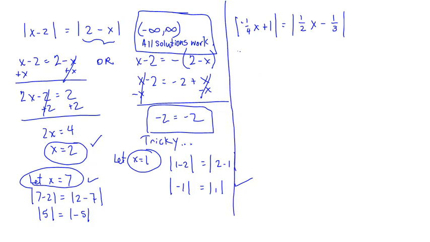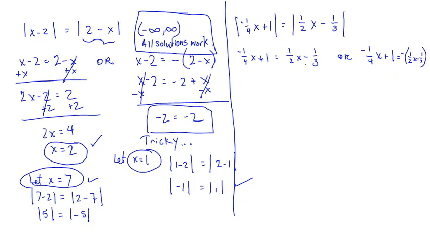So I've got negative 1/4 x plus 1 equals, I'm looking at the positive case. And then I'm also going to look at the negative case. Now I doubt something really tricky like that will happen on this one because it's not really the same thing twice. But we'll just have to see. So I'm going to say negative 1/2 x minus 1/3.